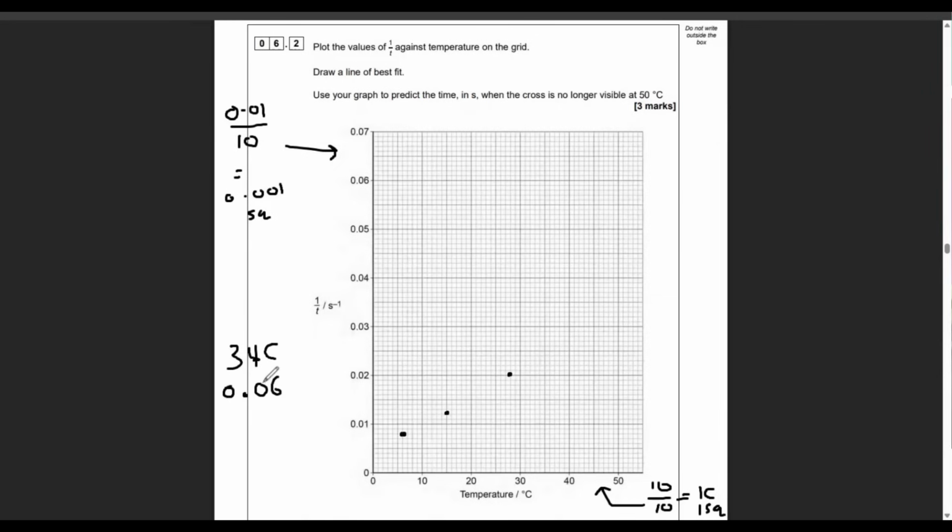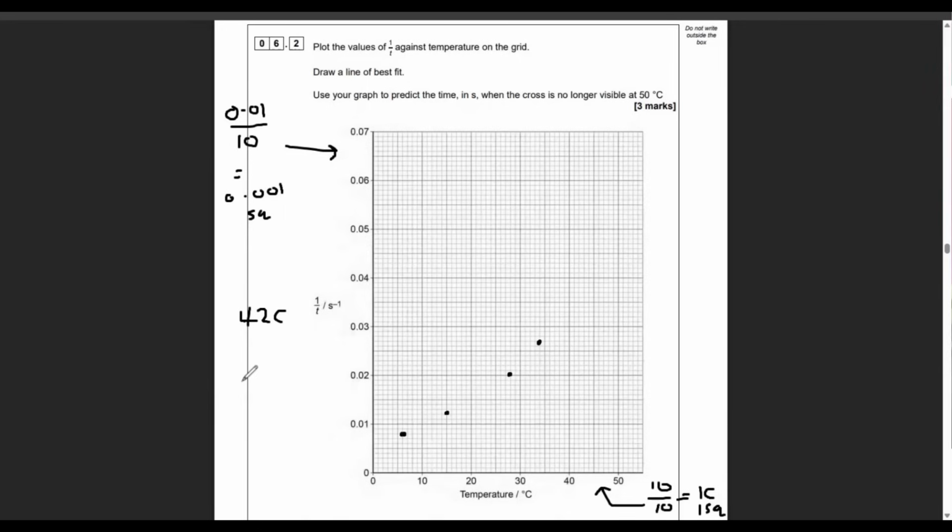34 degrees and 0.0263, just had to squeeze that in there. So we're going to go across the 34. That's 1 square before the mid between 30 and 40, so 1 square before 35, and then we're going to go up to 0.0263, so just over 1 square over the halfway line there.